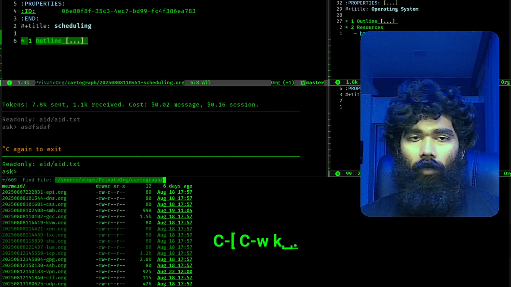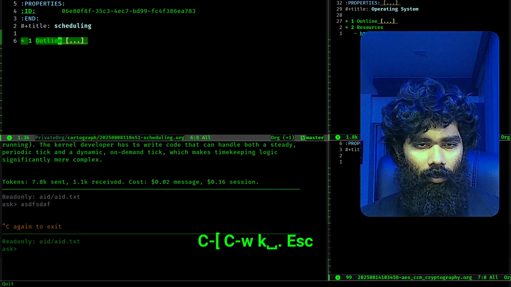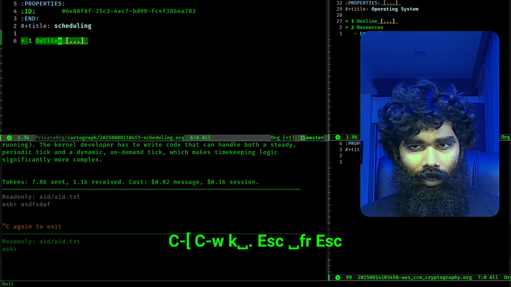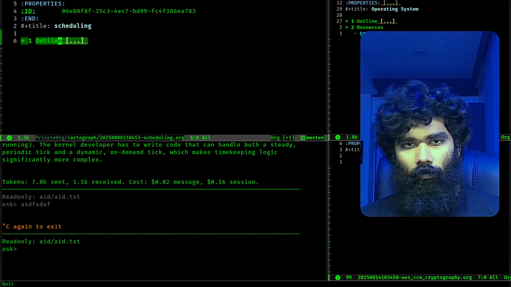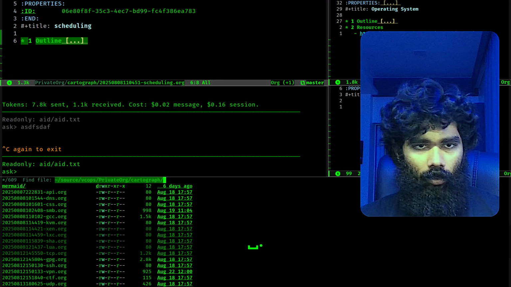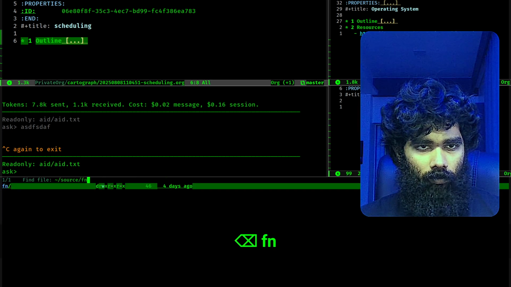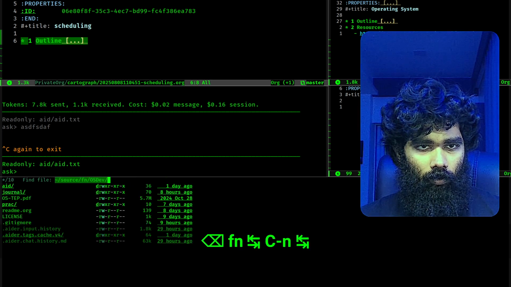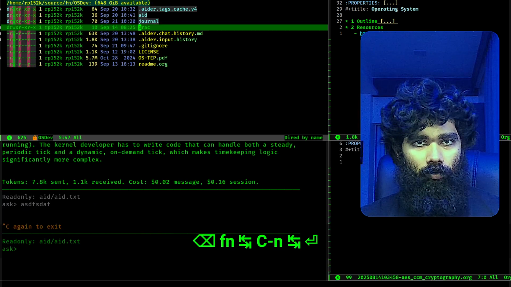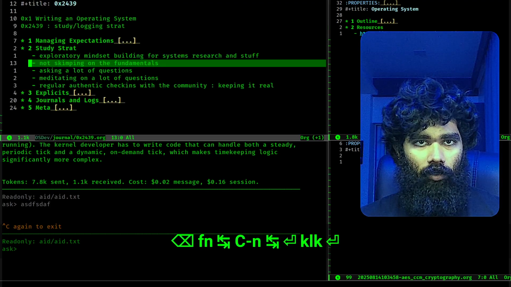I think we covered quite a bunch of stuff in terms of how I actually plan on learning and everything. So where was I? I was here. I was in my journal at 2439.